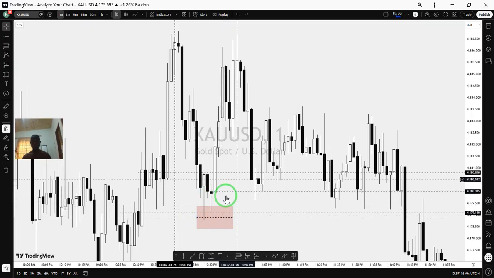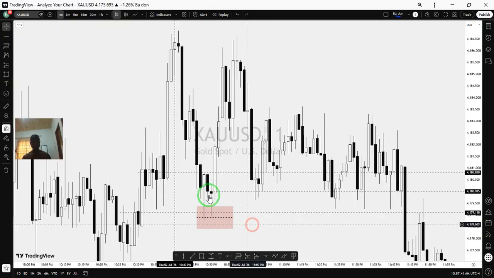Now let's make something clear. The candle that formed the POI must not be the candle that tapped this POI. For example, this candle tapped this POI, wicked it. Now this change in the state of delivery might form around this level. It doesn't matter as far as we have a tap on the POI and it wicked the POI.